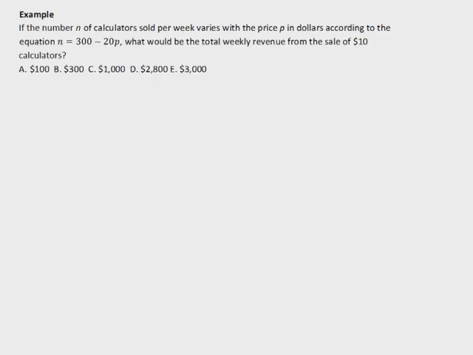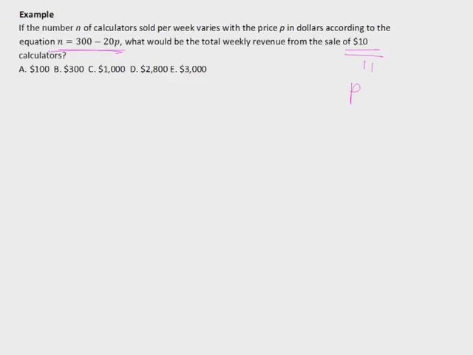If the number n of calculators sold per week varies with the price p in dollars according to the equation n equal to 300 minus 20p. So what's n, what's p? N is the number of calculators and p is the price. And as the price p varies, the number n also varies. What would be the total weekly revenue from the sale of $10 calculators? So they've told you that the calculators sell for $10 each. So they've given you p.